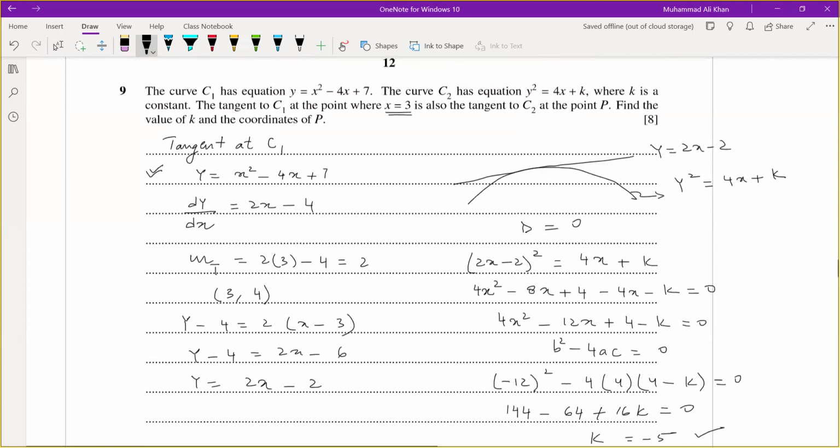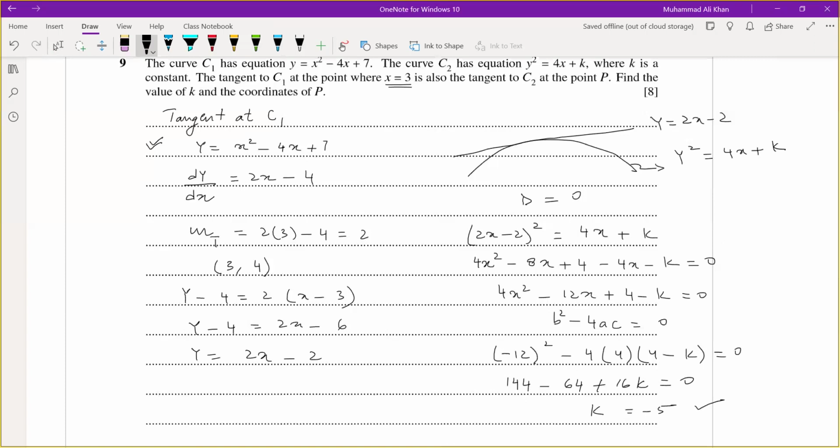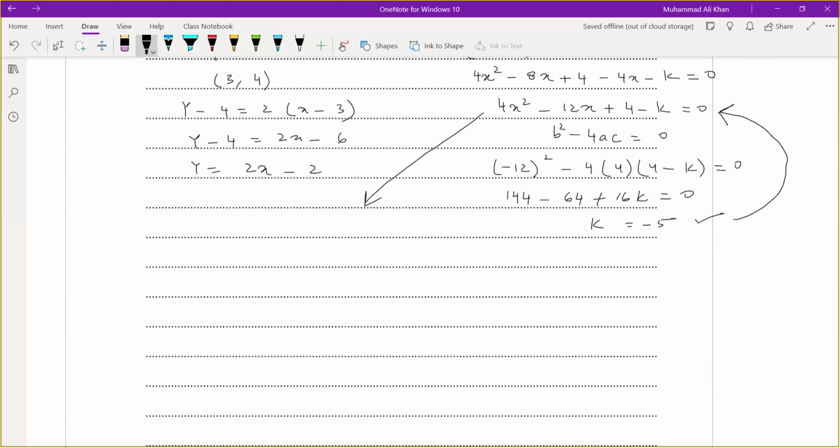And after that, find the value of k and the coordinates of P. हमें इस p के coordinates भी calculate करना है. तो k की वैल्यू अगर -5 है, हम रखते हैं इस इक्वेशन में, जो कि कंबाइन इक्वेशन बनी हुई है कर्व और लाइन की. So it will be 4x square minus 12x.